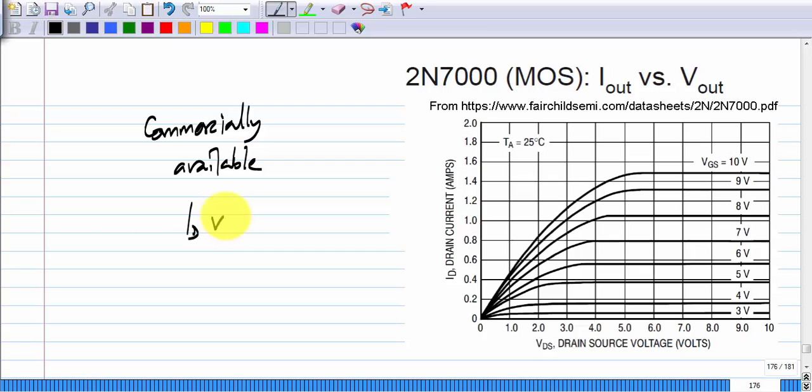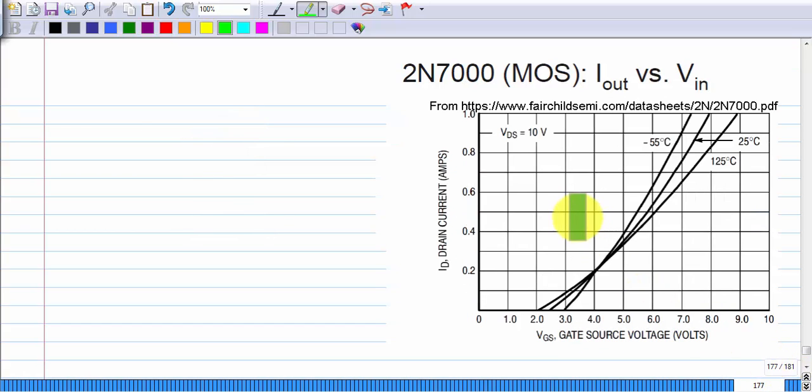Okay, this is ID versus VDS, and you can see it sort of follows the characteristics that we have described. It does not quite follow the square law, because for equal increments in gate voltage, the increments in drain current are not increasing sharply, but it does follow it qualitatively. And this shows I out versus V in, meaning ID versus VGS for the same type of transistor, and you can see that it follows this square law characteristic.